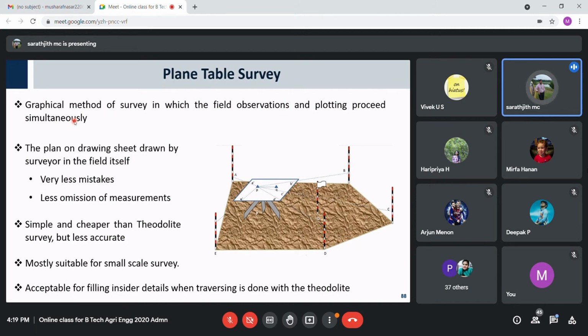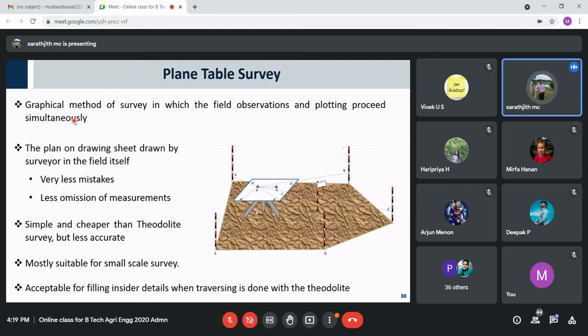This is, I would say, the only method, compared to chain and compass surveying, which does the measurements and observations that we make from the field, and also the plotting procedure, simultaneously, because you are keeping the table on the ground. You have placed a drawing sheet over it, and you are going to measure all the details in that particular field right there. So you are doing this simultaneously. That is one important thing you have to remember.